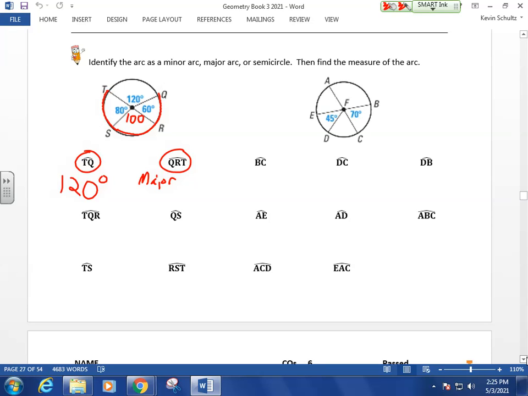So what's the measure of arc QRT? 240. Okay. You could have also found that just by subtracting 120 from 360, because if arc TQ is the other arc that we didn't use here, we already found that one, just take that away and you're left with the rest of it. So this is what your homework is going to be on this.